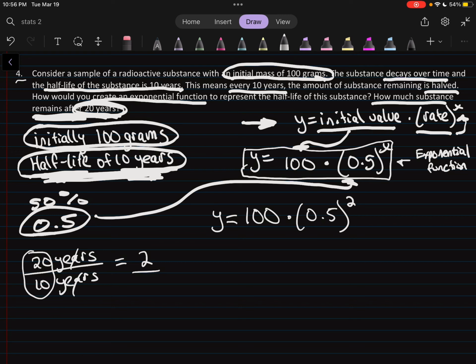Now we can solve this with our calculator, and it would give us 25. 25 what? This would be 25 grams. And we can box that up, and that's the answer to the second part of that question.